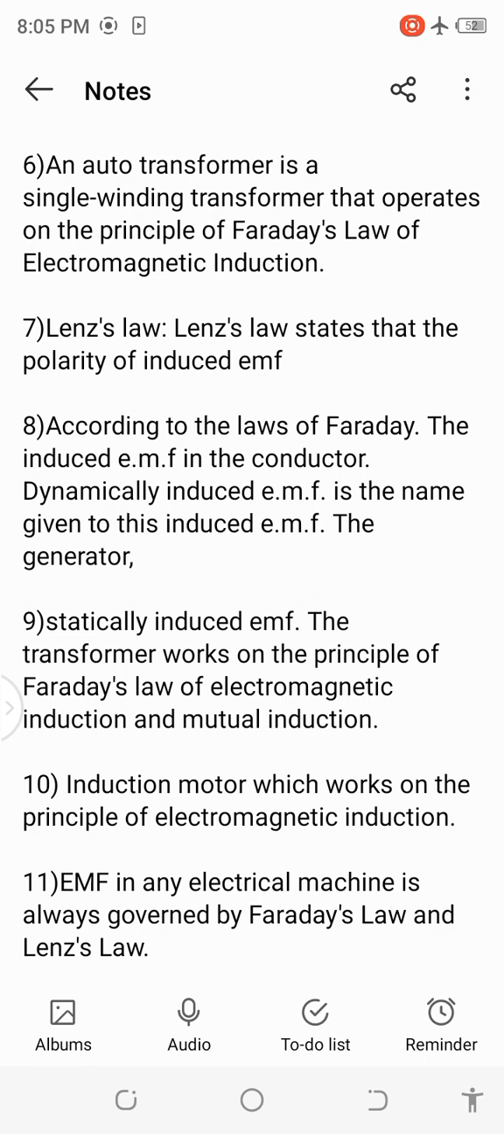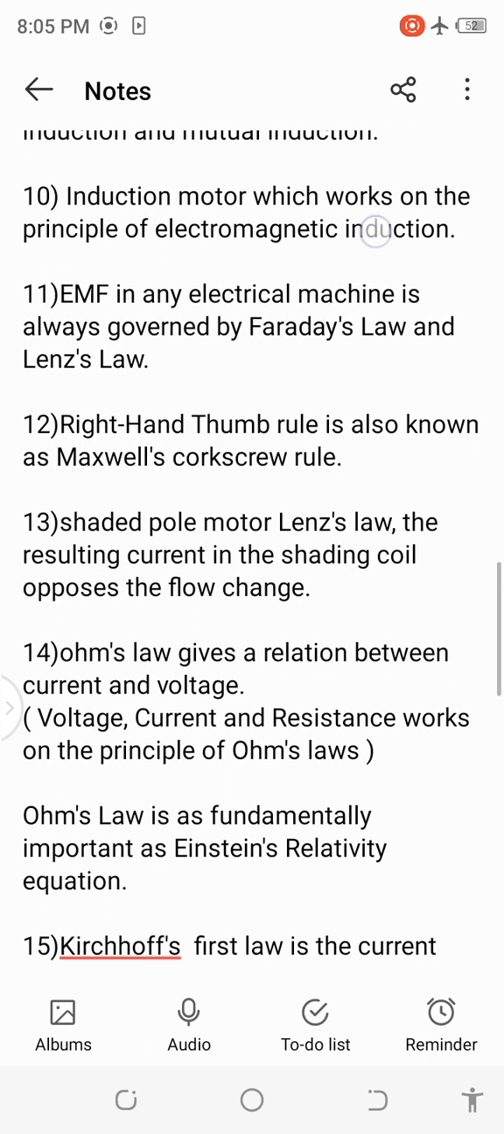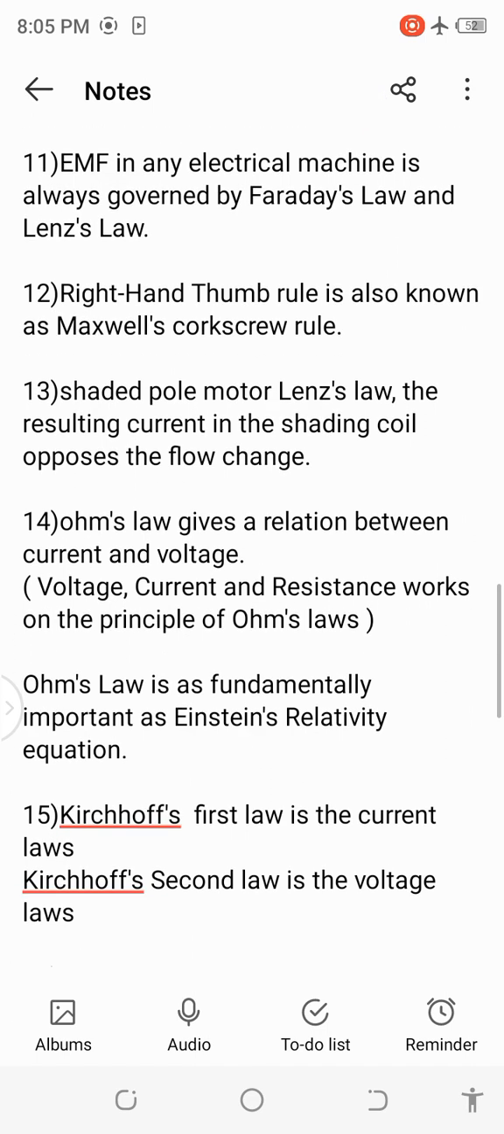10. Induction motor works on the principle of electromagnetic induction. 11. EMF in any electrical machine is always governed by Faraday's law and Lenz's law. 12. Right-hand thumb rule is also known as Maxwell's corkscrew rule. 13. Shaded pole motor: Lenz's law.